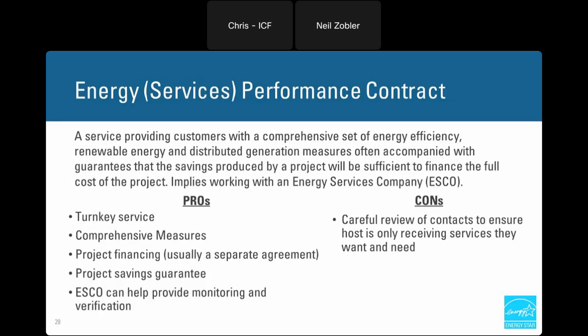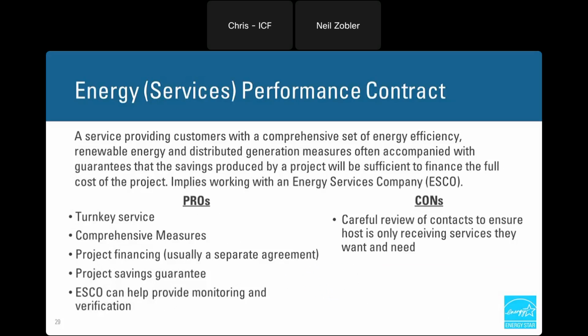Let's take a quick look at energy service performance contracts. It's one in which an energy service company is providing customers with a comprehensive set of energy efficiency, renewable energy, distributed generation measures, often accompanied with a guarantee that the savings produced by the project will be sufficient to finance the full cost of the project.